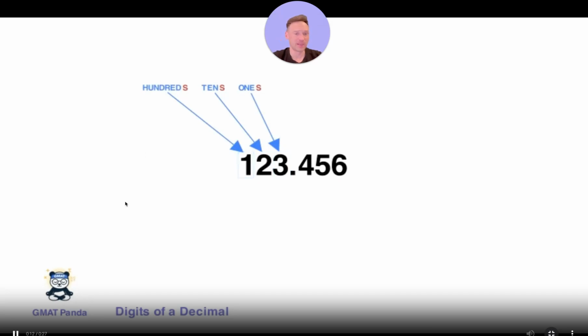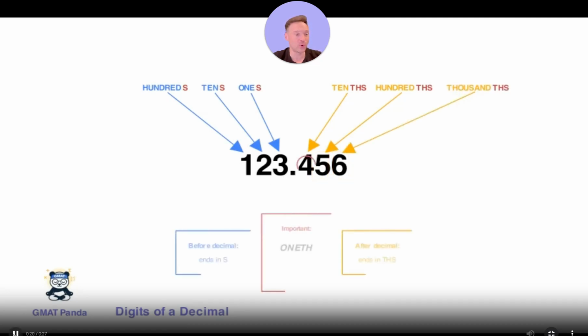123.456. Now, if we look at the digits in front of the dot, so to the left of the dot, or another way of saying that is the ones part of the whole number, well, they all end in S. Okay, so this is the hundreds digit, this is the tens digit, and this is the ones digit. Sometimes we call this the units digit as well.